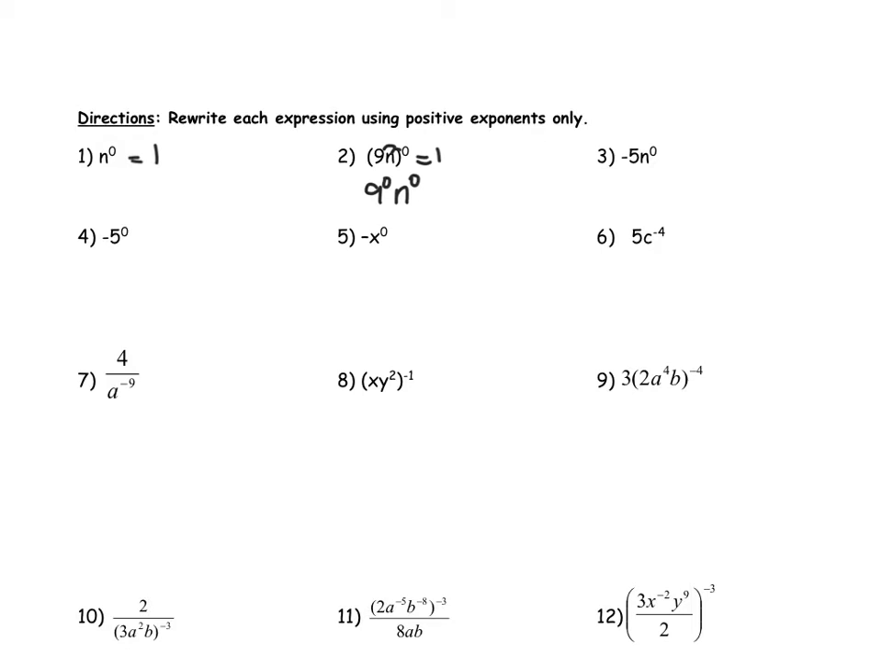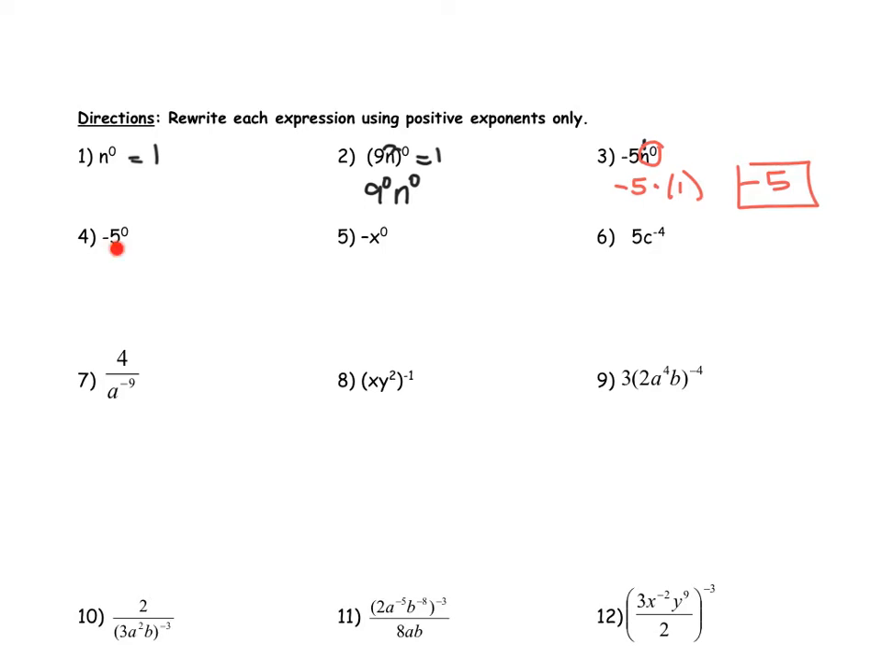Now, number 3 is a little bit tricky. You want to say the answer is 1, but it's actually not, because this negative 5 has a power of 1. So it's really just this n to the 0 that is 1. So it's really negative 5 times 1, which is negative 5.